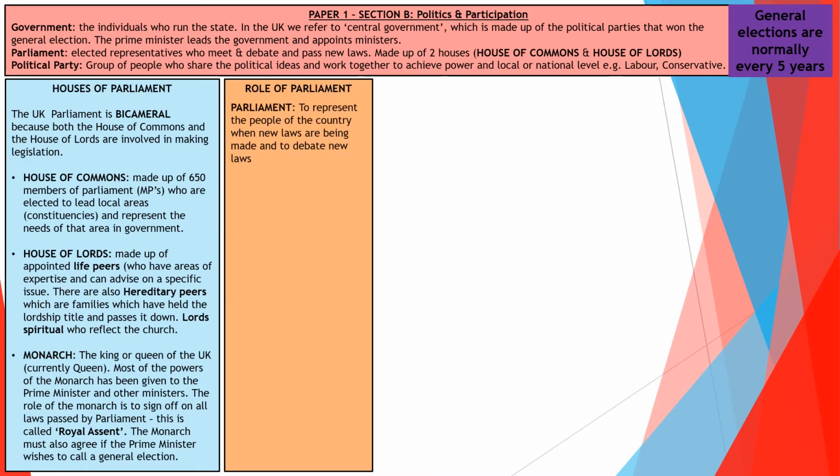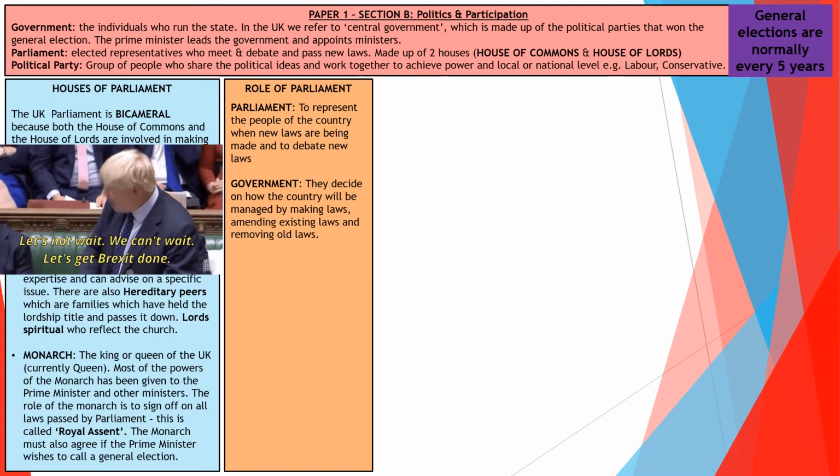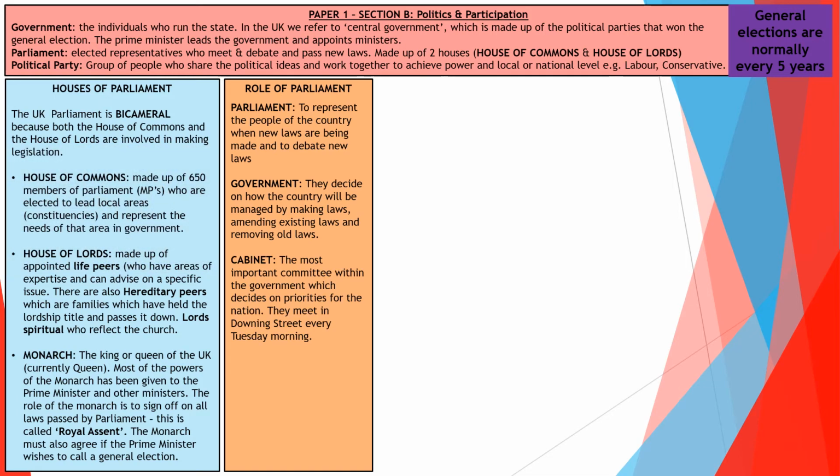The role of Parliament is broken into different roles. So Parliament is there to represent the people of the country when new laws are brought in, to debate these laws. The government is the people in charge, as you mentioned before, so they are the ones who run the country. Often they're the largest party and will therefore be the ones who have more power in making and creating and changing existing laws.